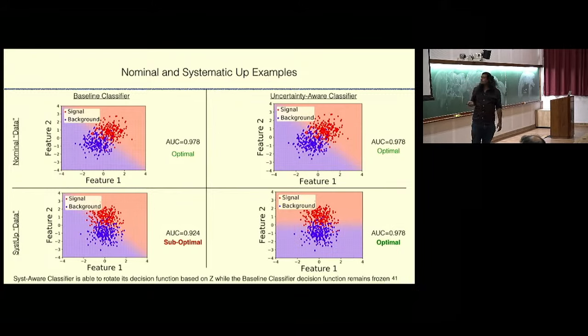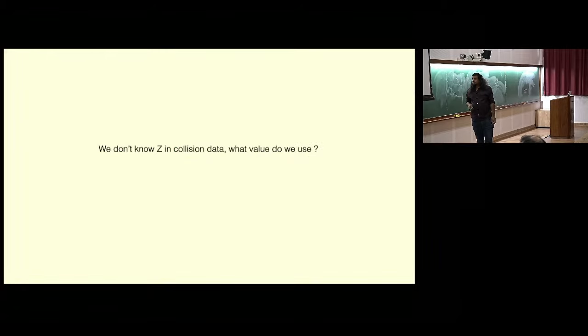Whereas the uncertainty-aware classifier, as soon as you give it the correct value, rotates its decision function and regains the optimality. So it's the same as in the nominal case for this problem. Okay. So what do we do in collision data where we don't know the true value of the nuisance parameter? The answer is we don't try to guess one. We scan over all possible values.